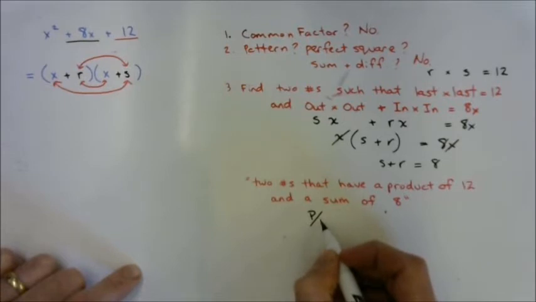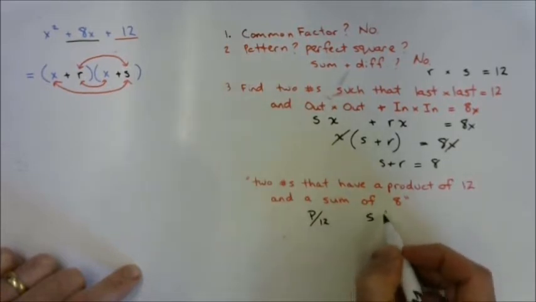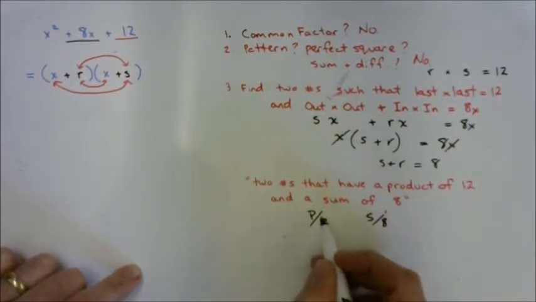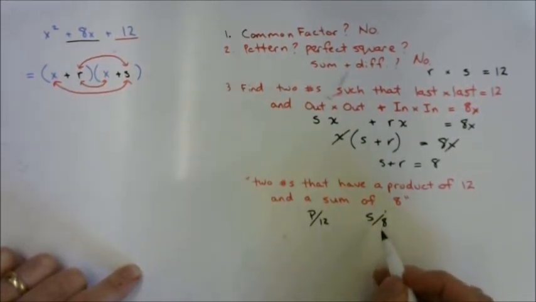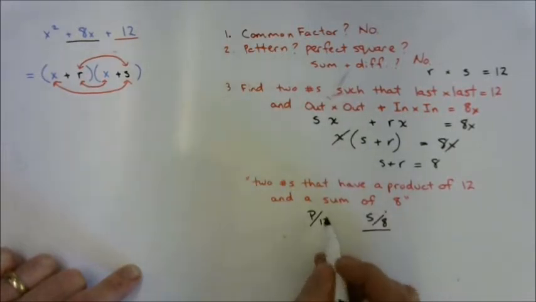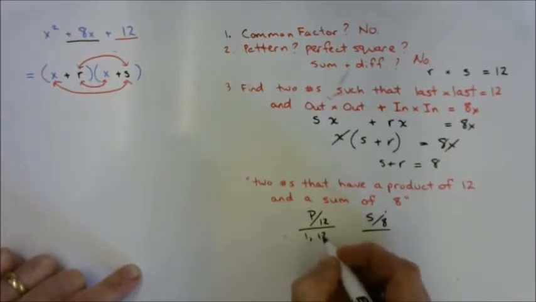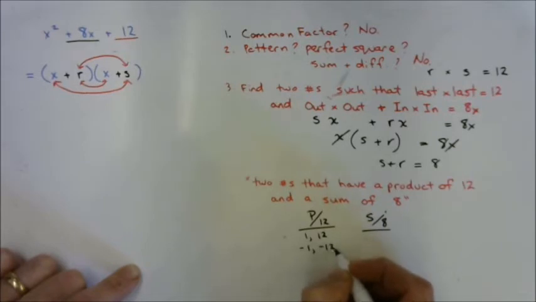Where we have a product of 12, a sum of 8. I'm looking for two numbers that have a product of 12. I'm going to start on this side because I could come up with an infinite list of two numbers that add to 8. An infinite list of positive and negative numbers that will add to positive 8. Okay? But there's a limited number of factors of 12. So I'm just going to go ahead and list them. 1 and 12, negative 1, negative 12. 2 and 6, negative 2, negative 6.